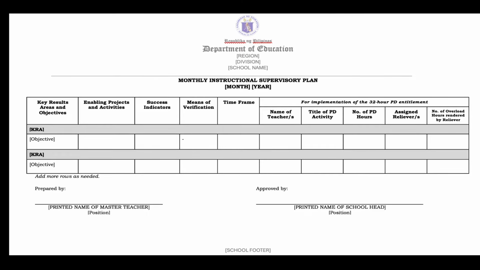Okay, then you have here the implementation of the 30-hour professional development entitlement. So of course, you have the name of the teacher, the title of the professional development activity. PD, by the way, is a professional development activity, the number of professional development hours, and who are the assigned relievers, and the number of overload hours rendered by the reliever. So you really have to align your last session perhaps, because professional development activities are considered part of this. Okay, so this is the monthly instructional supervisory plan. So if you need a template on this, again, we will be providing you with the template. You just have to watch this video until the end.